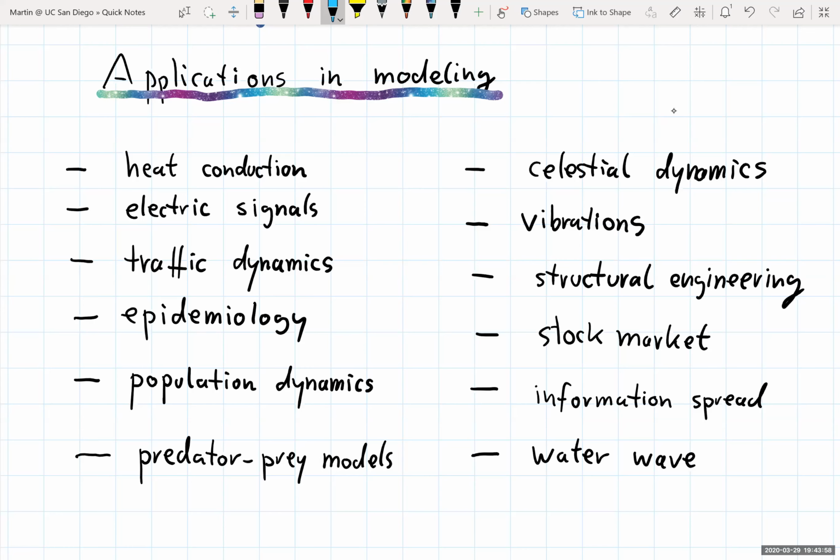Other examples that are surprisingly similar, for example, consider the spread of information. So in sociology, there are models that describe how information spreads throughout social networks. In fact, the spread of information is very similar to the spread of diseases, however one may interpret that.